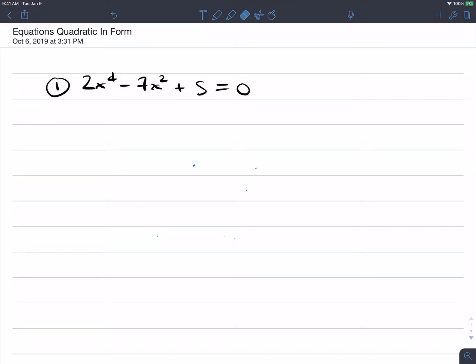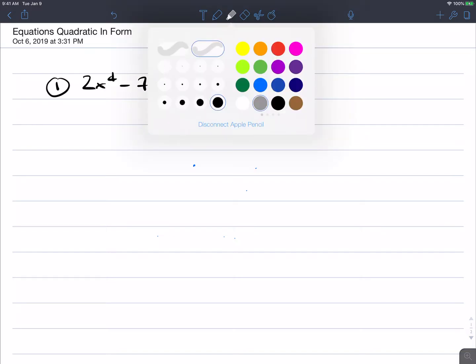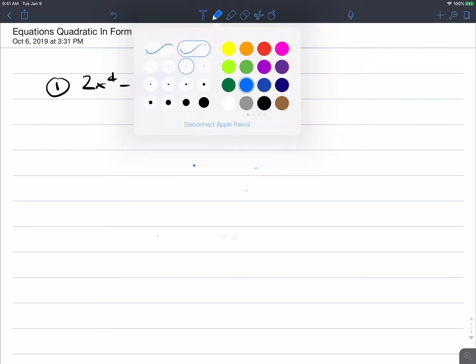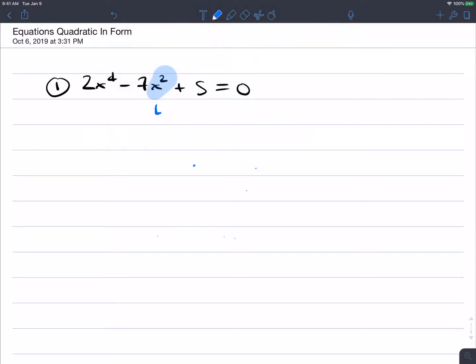We're going to work on some equations that are quadratic in form. And what this really means is we're going to do a substitution here with the variable. Or I should say, let's substitute with the term here. Now, we're going to let this x squared term be t. So we say, essentially, let t be x squared.